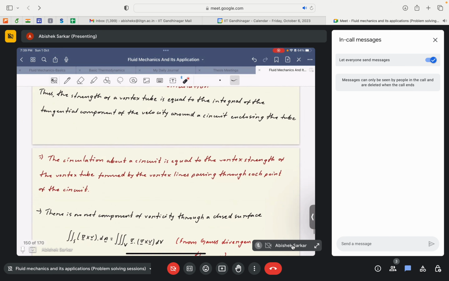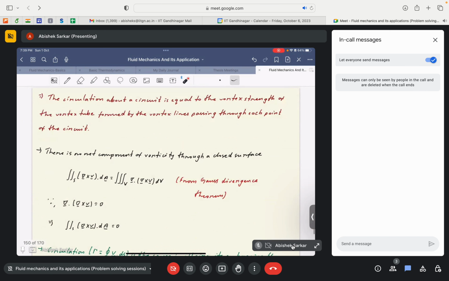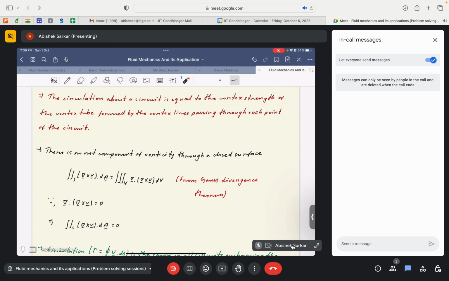Now, this is again a very important corollary of potential flow theory, that there is no net component of vorticity to a closed surface. This comes again from the application of the Gauss divergence theorem. If you recall, we implemented the Gauss divergence theorem once before, while deriving the differential form of the governing equations from the integral form by applying RTT. There we dealt with the surface term and converted the surface integral to a volume integral by applying the Gauss divergence theorem. Similarly, if we apply the Gauss divergence theorem to this integral, we can convert this surface integral to a volume integral.